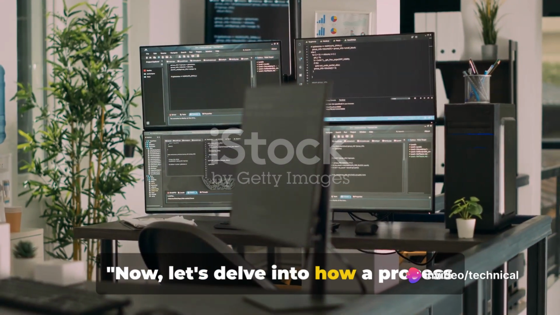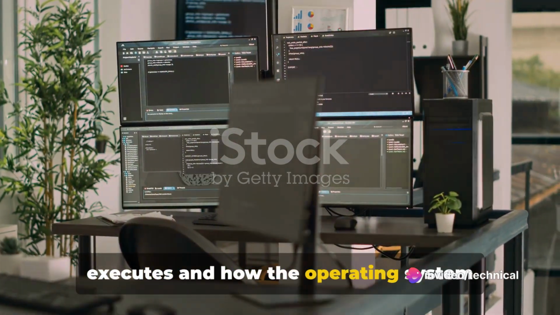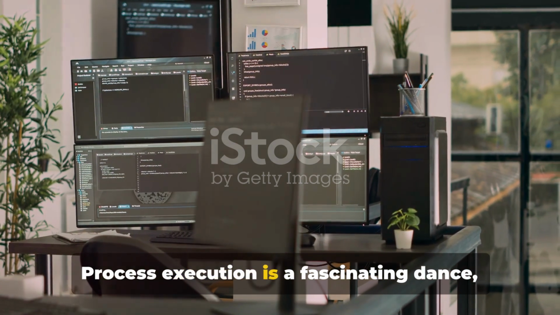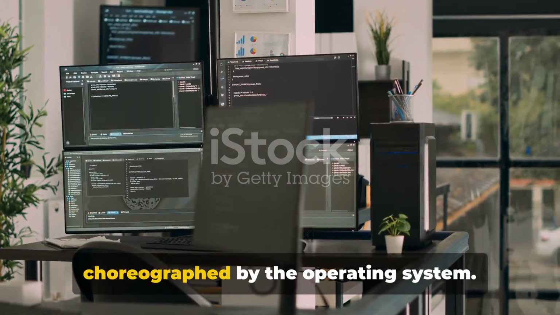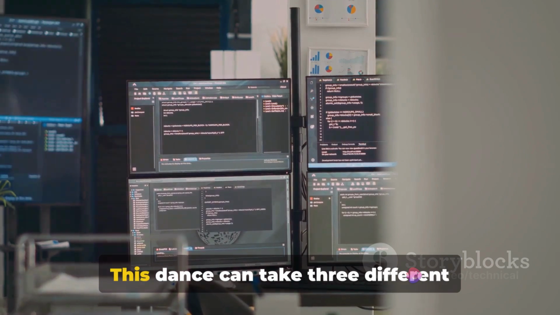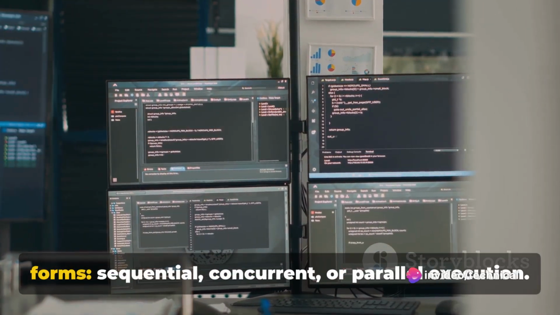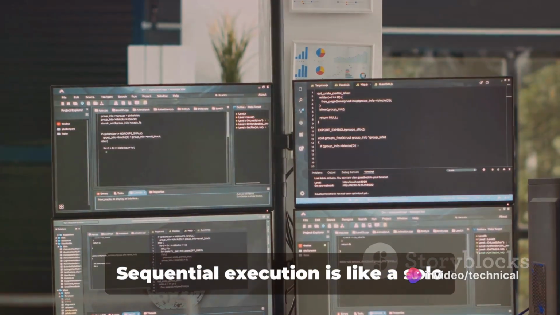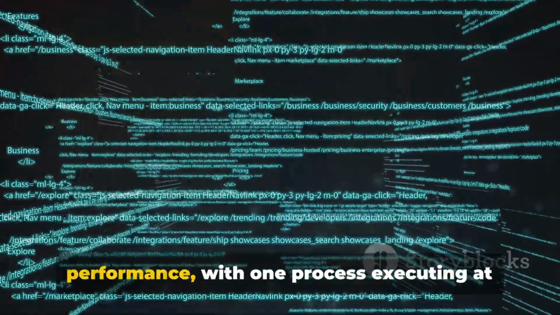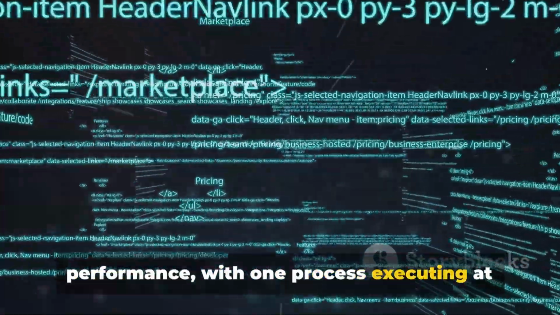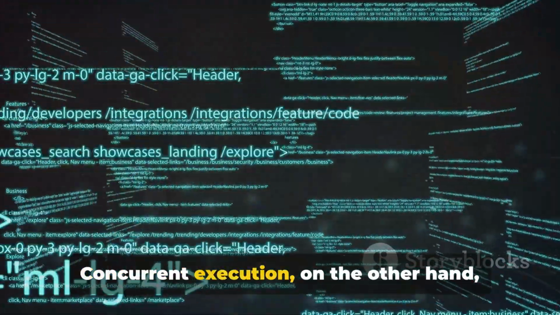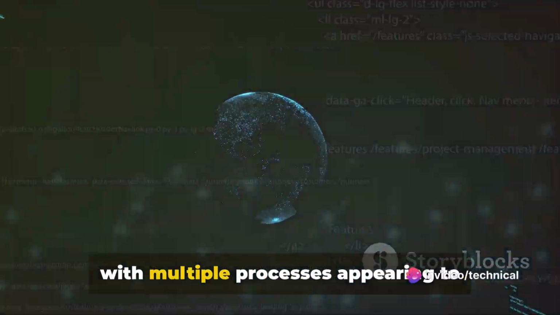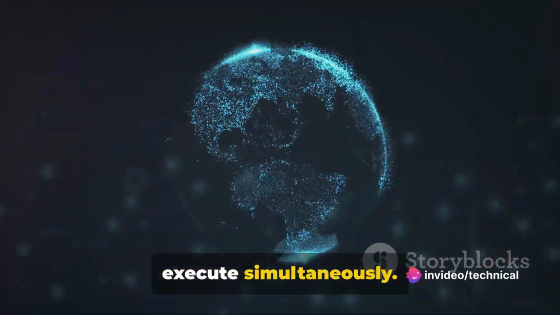Now let's delve into how a process executes and how the operating system manages this execution. Process execution is a fascinating dance, choreographed by the operating system. This dance can take three different forms: sequential, concurrent, or parallel execution. Sequential execution is like a solo performance, with one process executing at a time. Concurrent execution, on the other hand, is like a synchronized group performance, with multiple processes appearing to execute simultaneously.